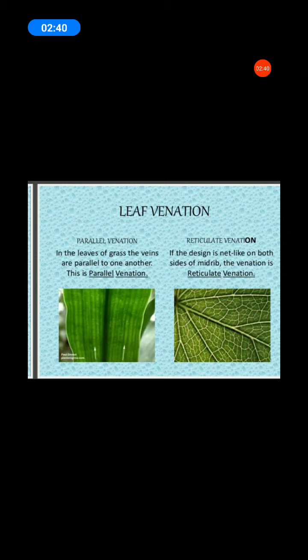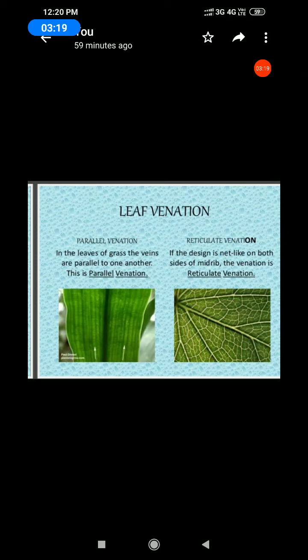Leaf venation has two types. What are the two types of leaf venation? Parallel venation and reticulate venation. All of you listen. I will explain parallel venation. All of you see the video. In the leaves of grass, the veins are parallel to one another. This is parallel venation. Next, reticulate venation.